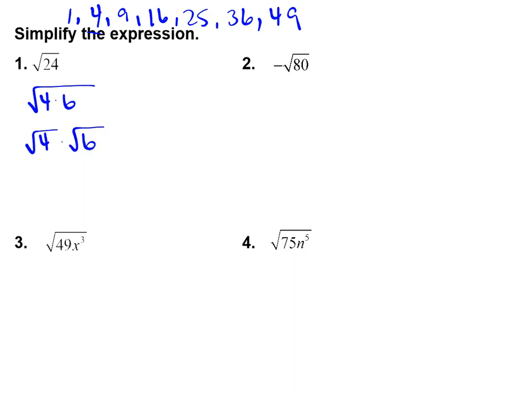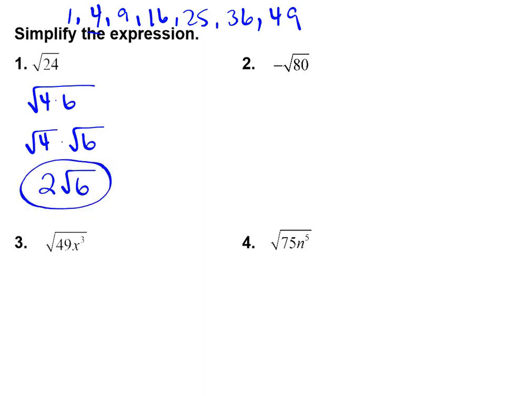When we do this process, one of the numbers has to be a perfect square. We are not just looking for any factor. We're only looking for factors that are perfect squares. So the square root of 4 is 2. So we're going to leave this 2 times the square root of 6.